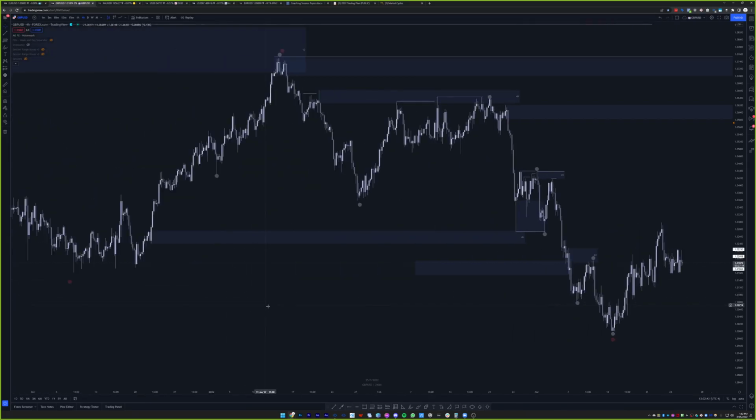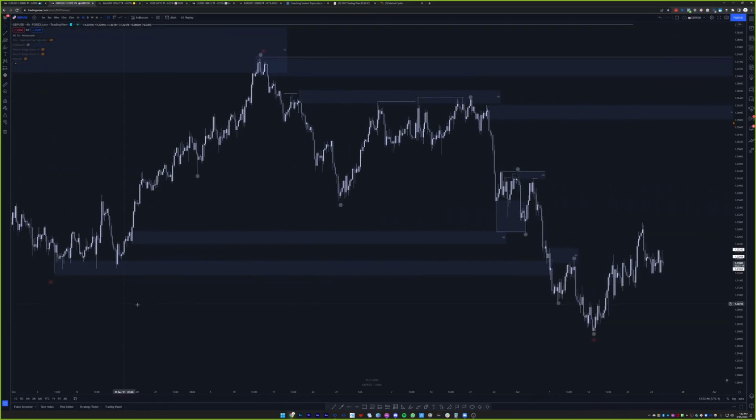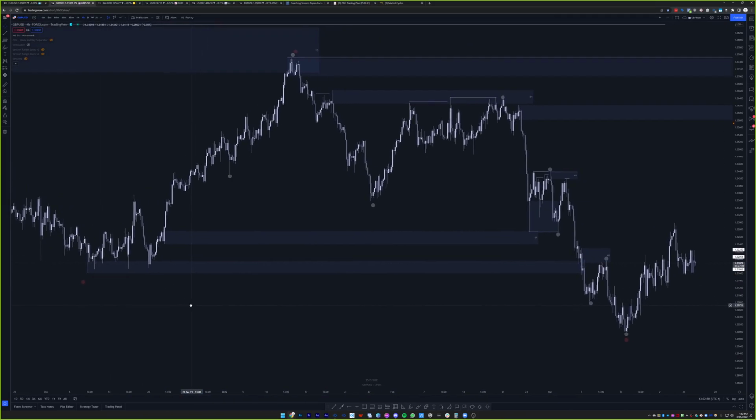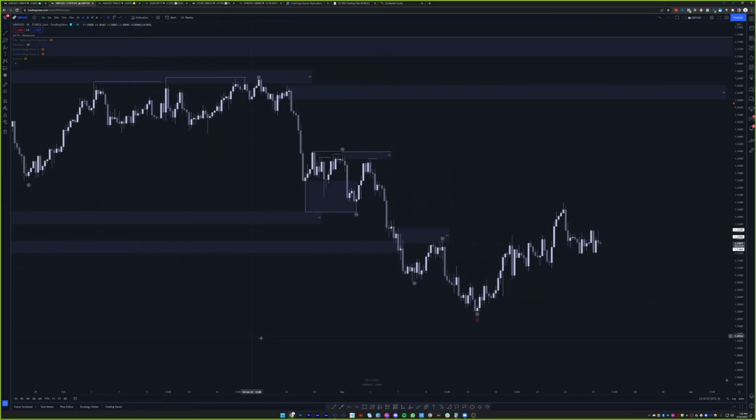Yeah. So I know there was a really nice trade that our friend Pat took on GU this week. So I'm going to see if we can try and catch it. It was a really nice trade. I don't remember what day it was.